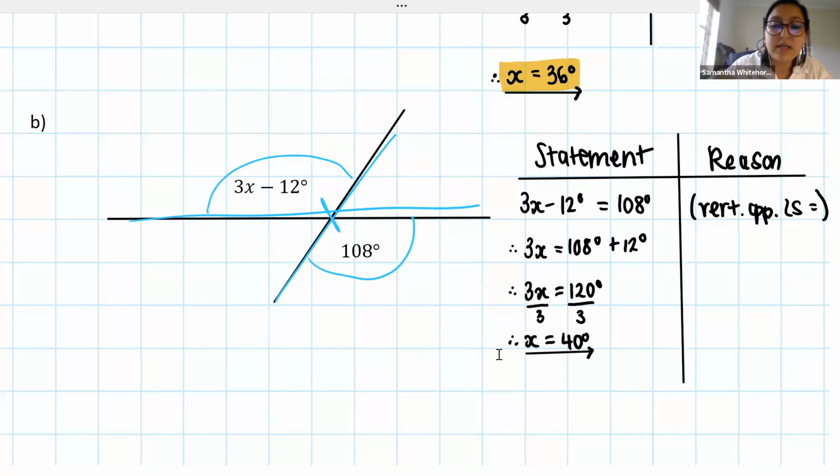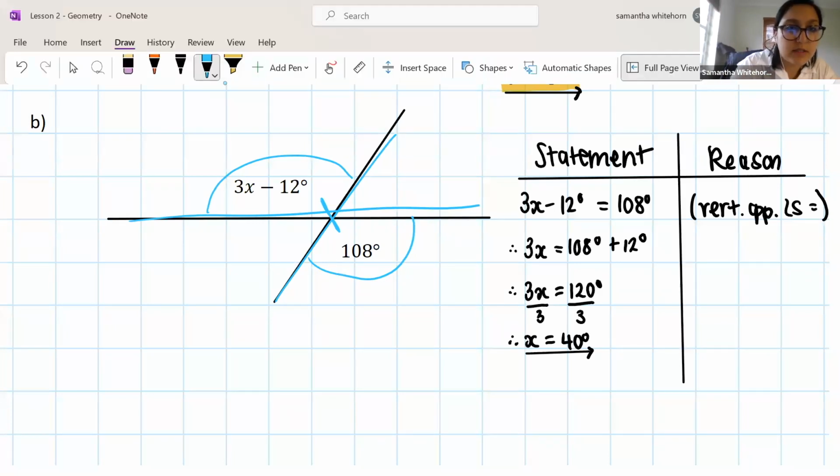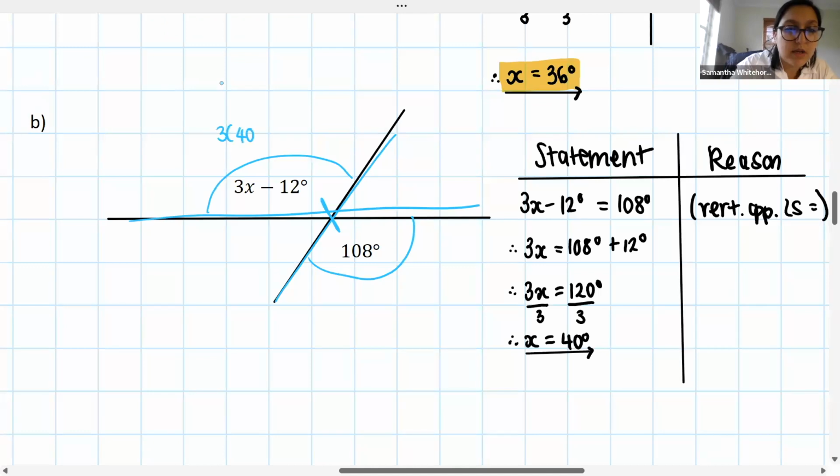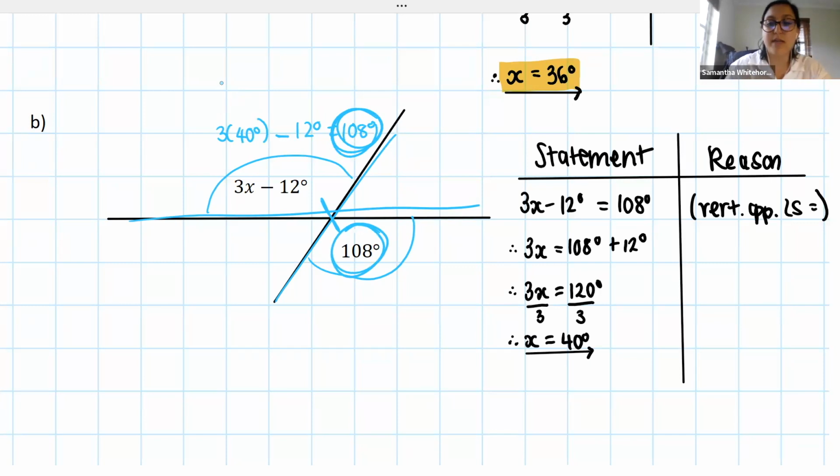Now again, grade 8, like I say, check yourself. So if we go and substitute 40 in place of x, 3 times 40 is 120 minus 12 degrees is equal to 108. 108 is equal to 108. The vertically opposite angles are equal. I've done my stuff correctly.